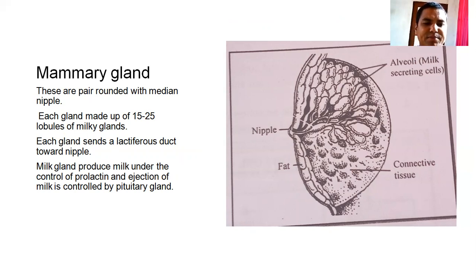The milk gland produces milk under the control of prolactin, and the ejection of milk is controlled by the pituitary gland, which is present in the hypothalamus of our brain.